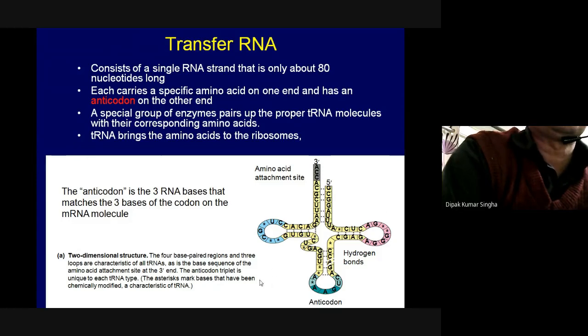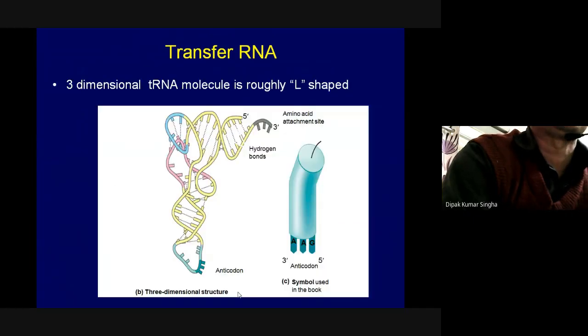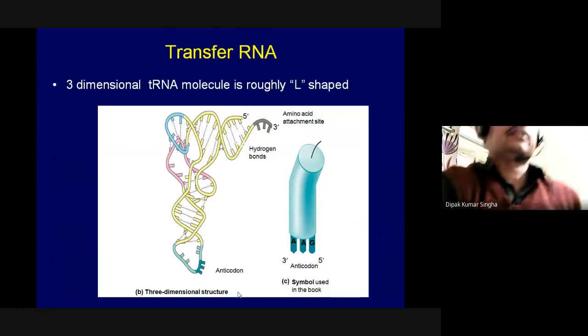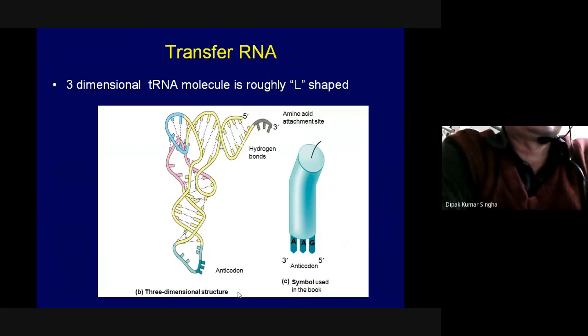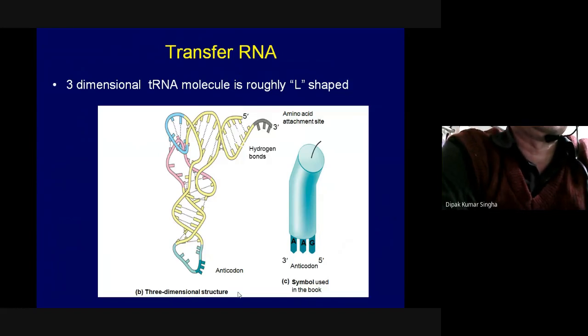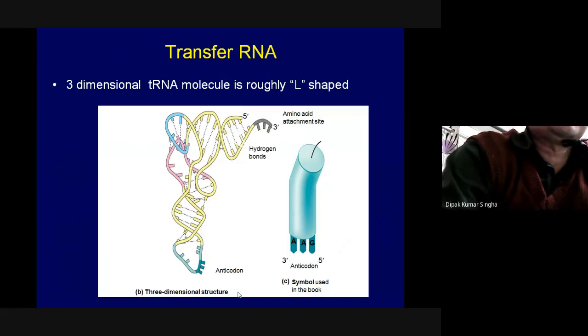This is very important: tRNA is chemically modified, and these are its characteristics. The three-dimensional structure of tRNA is roughly L-shaped. The amino acid attachment site is at the 3' end, and the peptide attachment and all the hydrogen bonding, and the anticodon part which is attached with the codon part of the mRNA.